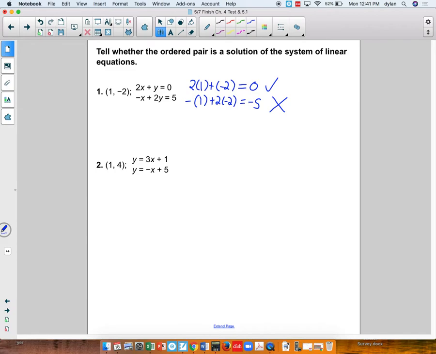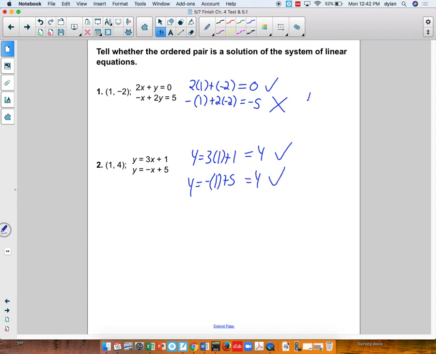So we can look at another example here. X is 1, y is 4. So we would have 4 equals 3 times 1 plus 1. And 4 equals negative 1 plus 5. 3 times 1 is 3 plus 1 is 4. So that equals 4. That's a good sign. Negative 1 plus 5 is also 4. So that one works as well.